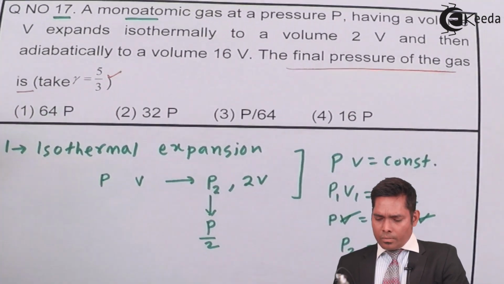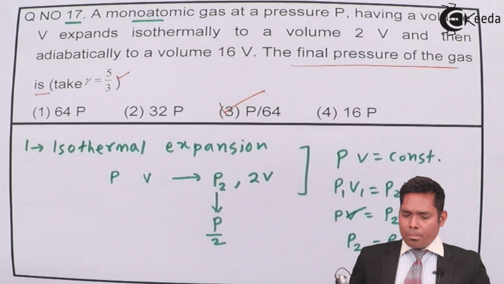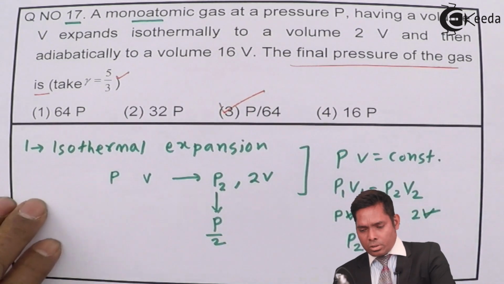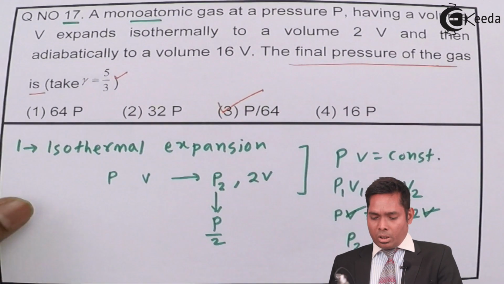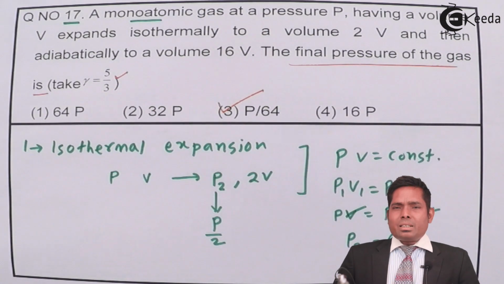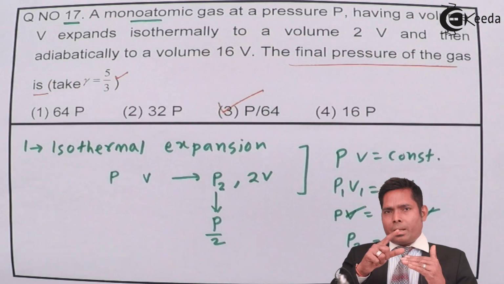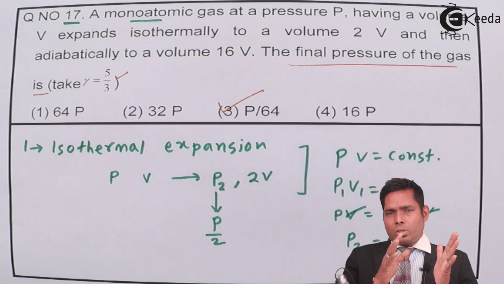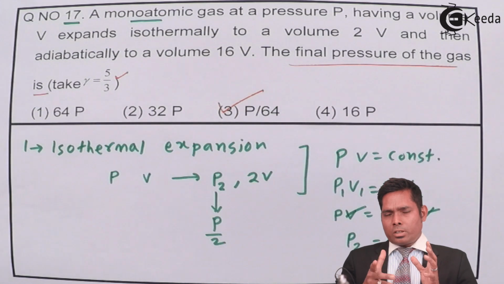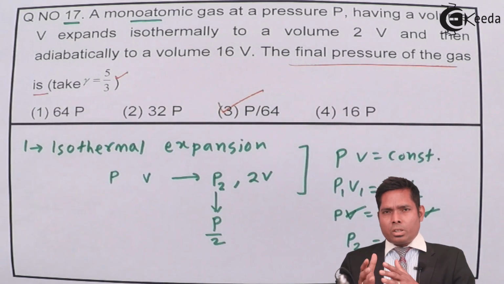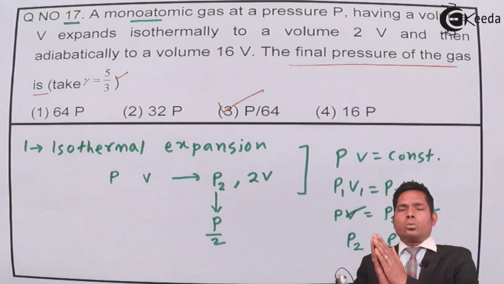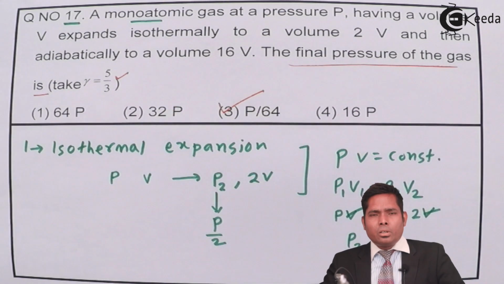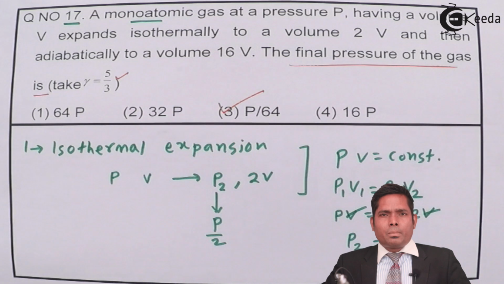Therefore option number 3 is the correct answer to this question. Basically it's a very simple question consisting of one isothermal expansion and one adiabatic expansion. In the first case, a certain pressure and volume change to a certain volume, so the pressure is found. Then from that pressure and volume, we switch to another volume, and then we have to find the pressure. And this is for a monoatomic gas. So that is the answer to this question. Okay, thank you.